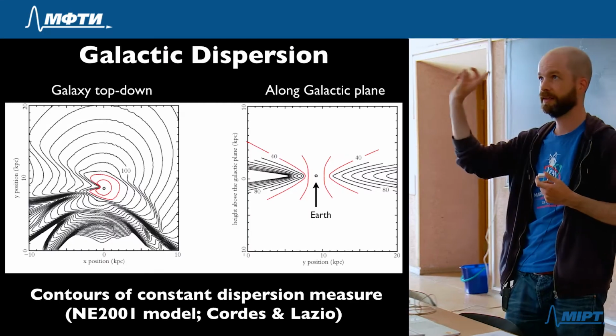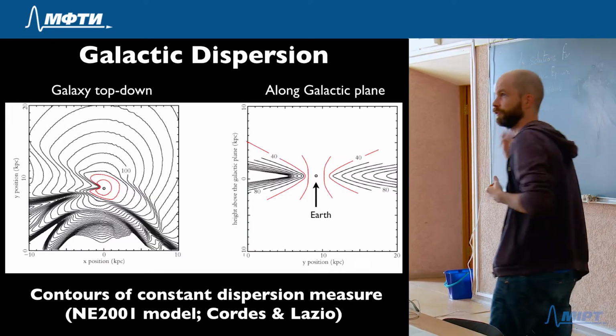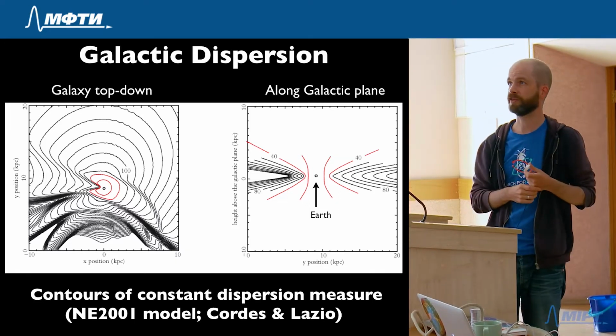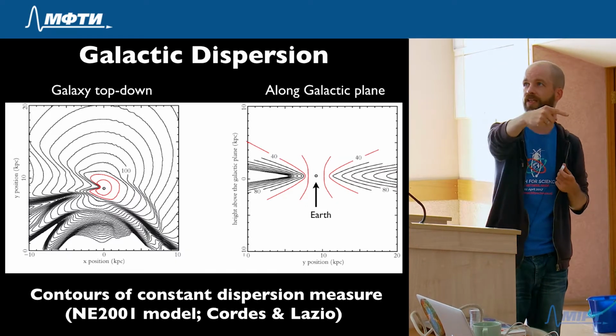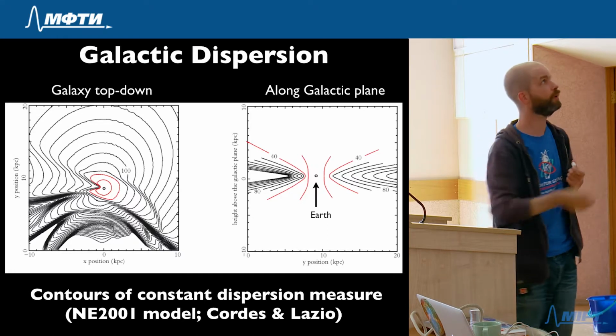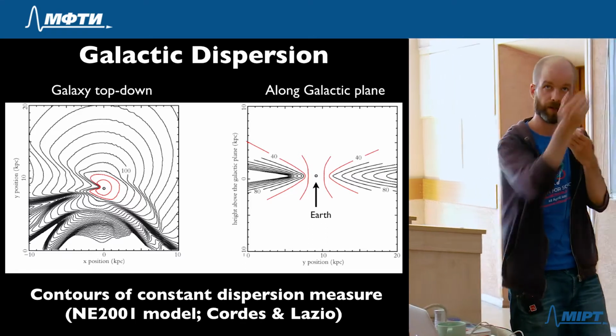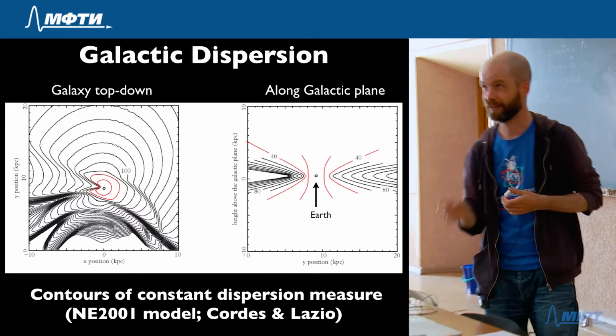Let's compare it to this model for the electron density distribution in the Milky Way. So we talked about how this can be used to measure a distance. If you measure the dispersive delay and you have this model and you know what direction you're looking in, well, you can combine this information to figure out how deep you're looking. And there's a big problem here.